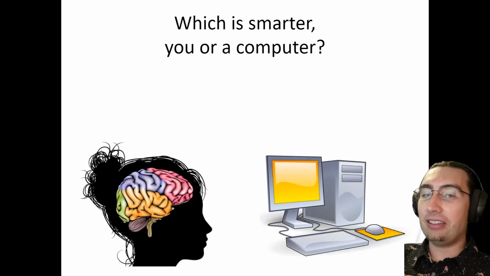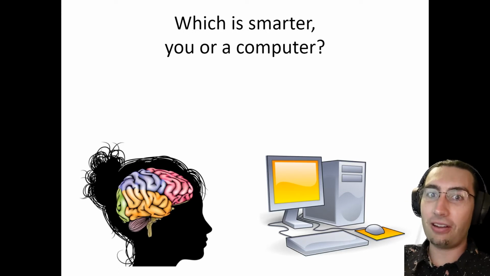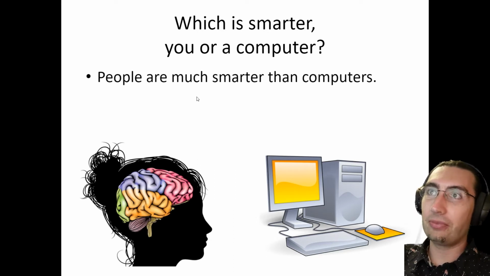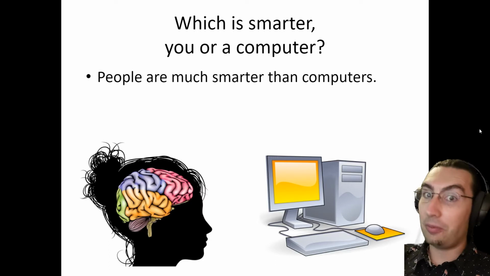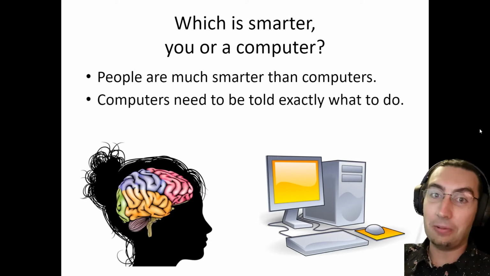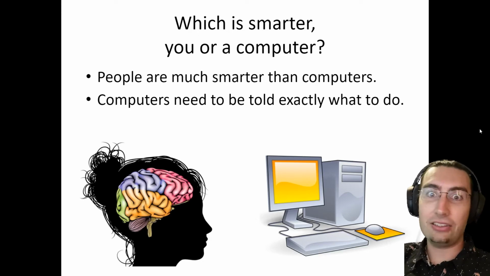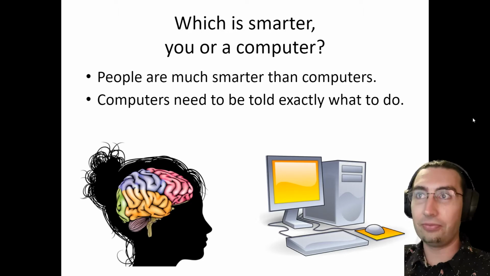Some of you might remember this from kindergarten. Which is smarter, do you think, you or a computer? Well, people are much smarter than computers because computers have to be told exactly what to do. You have to program them and give them commands, otherwise they'll just sit there. People can do things on their own. We have free will.